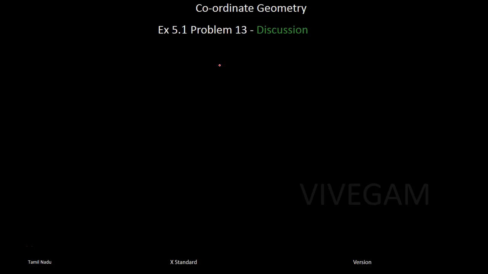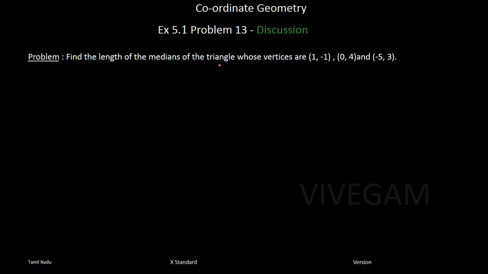Exercise 5.1, problem 13, discussion. Find the length of the medians of the triangle whose vertices are (1, -1), (0, 4) and (-5, 3). So let's draw the diagram.